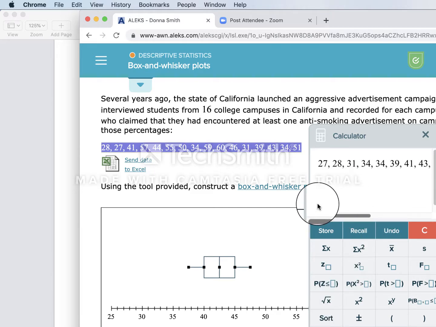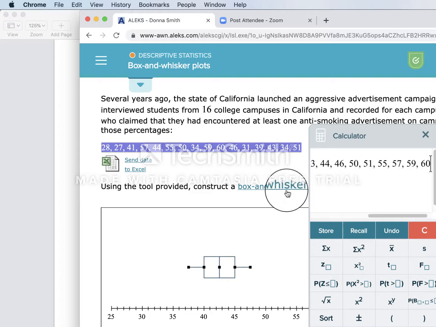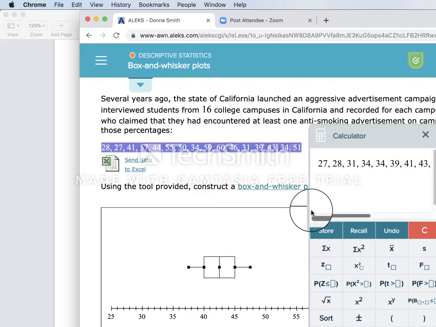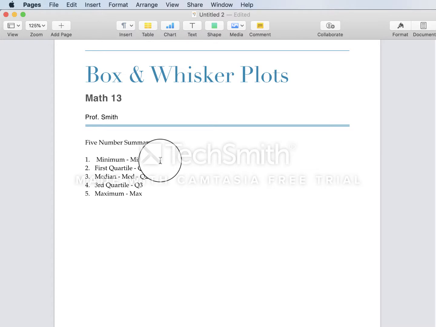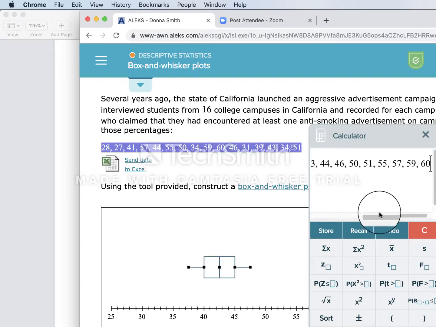So now that I've sorted the values, I can get my 5-number summary. So I'm going to have a min of 27. So let's capture that. I'm going to have a max of 60.